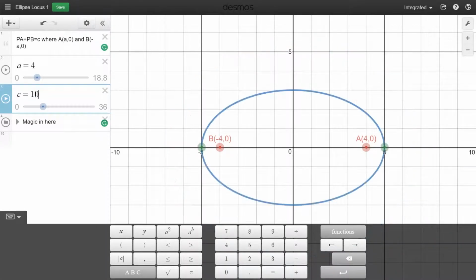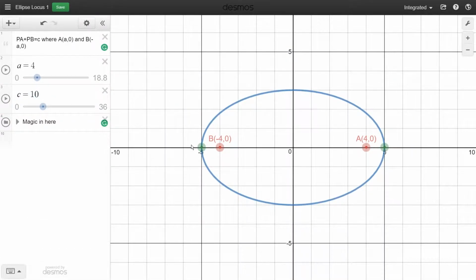And I can grab these green points and I can change the C. That's also very interesting. So just like in all of the other videos, you will have a link to this Desmos graph, so you can actually play around with it yourself. But for now, let's just get started.